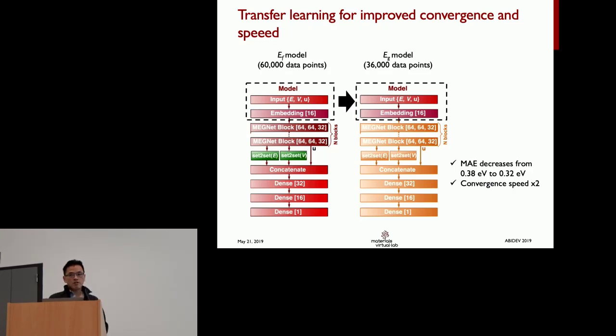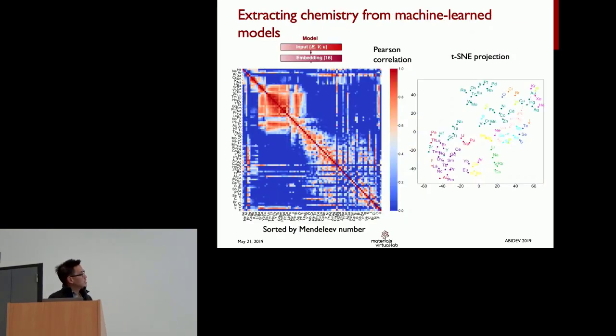Now, a common criticism of machine learning models is that people always say it is a black box, you don't see anything, we don't understand any physics or chemistry from it. I don't think that is true. From our model, we actually extract what are known as the elemental embeddings. These are a 16-length vector that encodes each element, which the machine has automatically learned. We did not actually put anything in there.